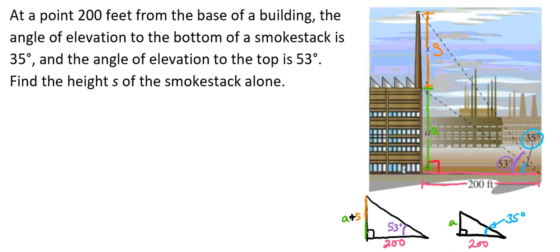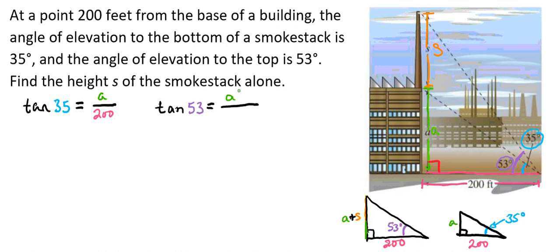So we're going to set up a tangent for each of our triangles. We'll first take the tangent of our small triangle. So we have the tangent of 35 degrees equals our opposite over our adjacent. Then setting up the tangent for the larger triangle gives us the tangent of 53 degrees equals A plus S, which is our opposite side, over our adjacent side of 200.